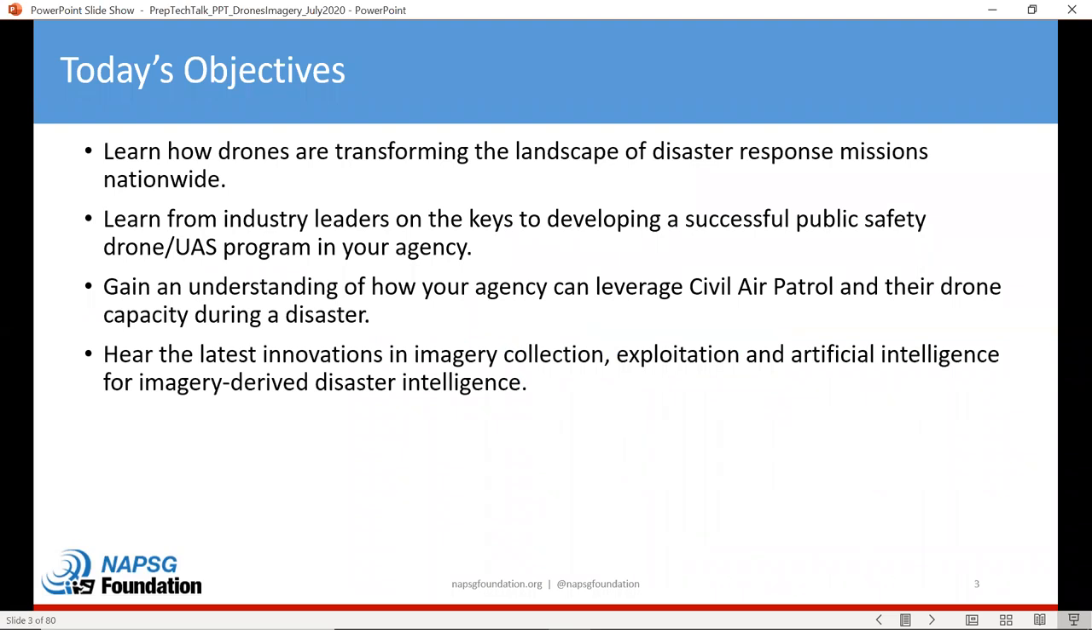So with that, we'll move into our objectives of today. You'll hear about how drones are transforming disaster response missions nationwide, the keys to developing a successful public safety UAS program, learn how your agency can leverage an organization like Civil Air Patrol and their drone capacity during a disaster, and finally hear the latest innovations in imagery collection, exploitation, and artificial intelligence for imagery-derived disaster intelligence.